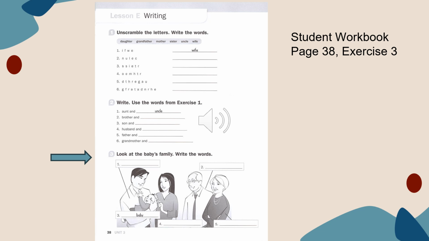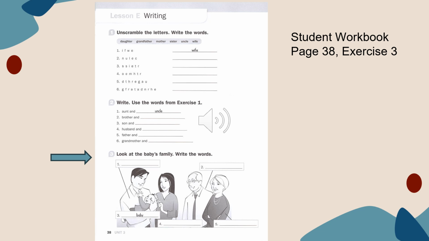You have 2 younger people holding a baby. Then you have 2 older people looking on. Who do you think these people are? Notice it said 3 and it was connected and it said baby. So, who do you think they are? Fill in who do you think number 1 is. How about number 2?